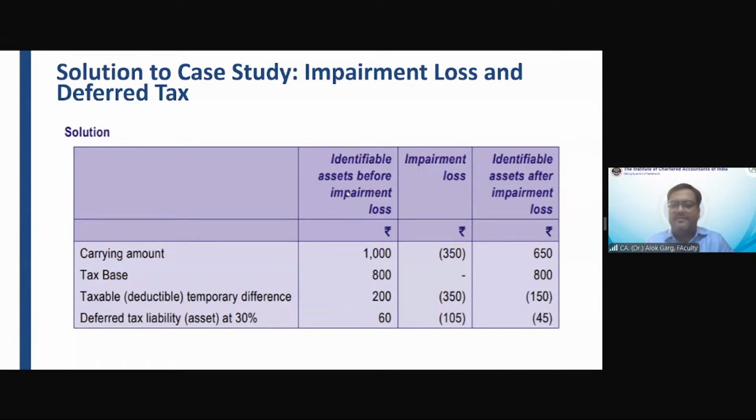Is that clear? Okay, very good. So just a minute. Yes, so we have covered this illustration number 5 as well. Let's go to the next part.